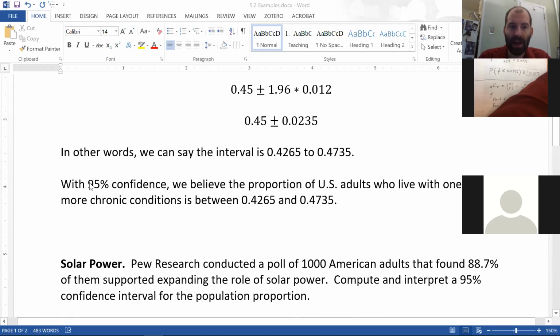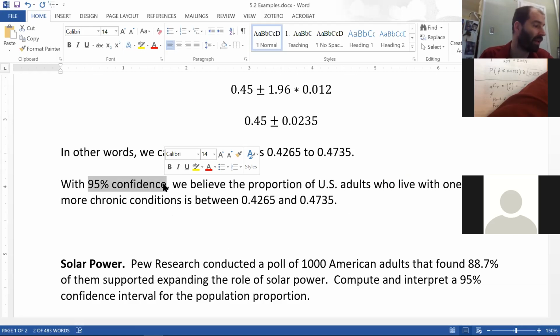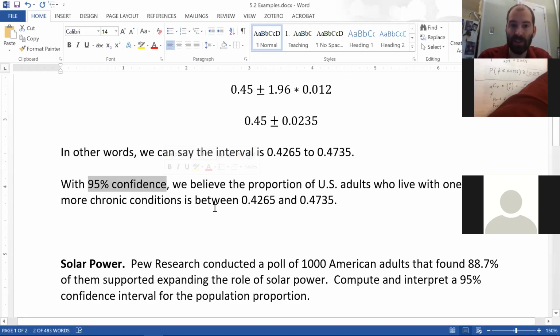Notice I'm giving a confidence level along with my interval. All right, and that's very important that you report both. In the media, a lot of times they omit this because it's just assumed to be 95%. But in this class, we should be clear about it, all right? Because we can actually do different confidence levels. So let's be clear about which one we're doing.